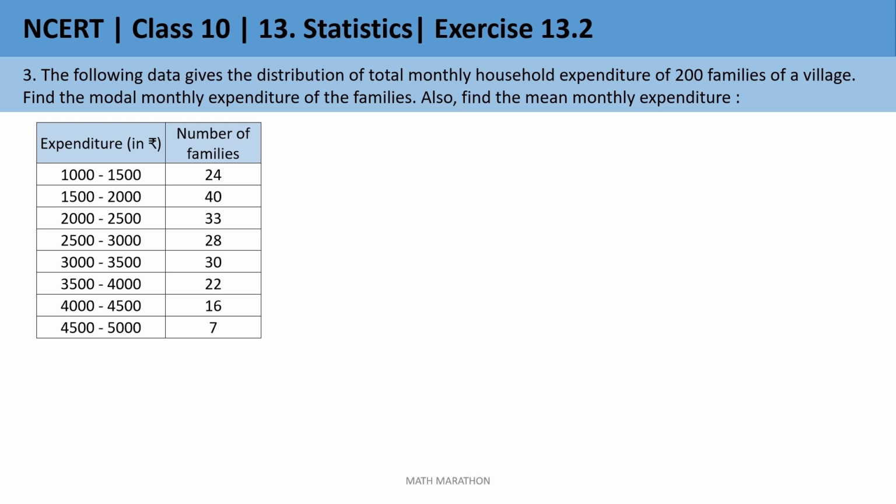The following data gives the distribution of total monthly household expenditure of 200 families of a village. Find the modal monthly expenditure of the families. Also, find the mean monthly expenditure. We have a table with expenditure and number of families. I have highlighted the class. I have highlighted the frequency.